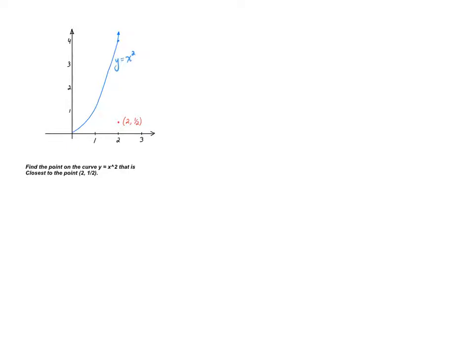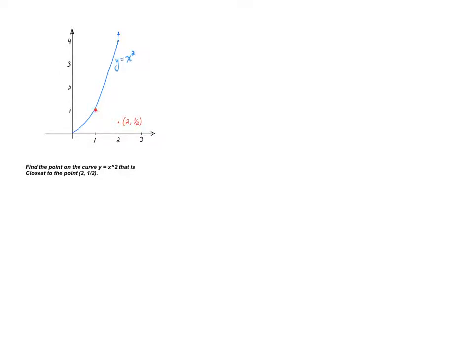Here we have another in a long line of classic optimization problems, probably found in all Calc 1 classes. This time we're trying to find a point on this curve, which is the curve y equals x squared, kind of drawn sort of sketchily here. There's a point somewhere here that is going to be closest to the point (2, 1/2).